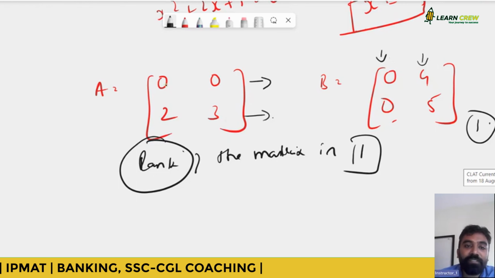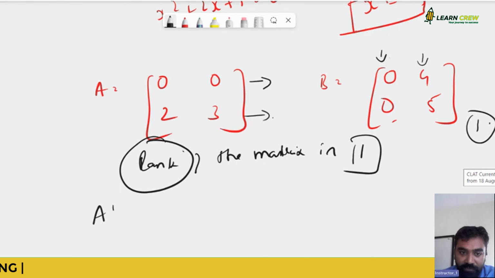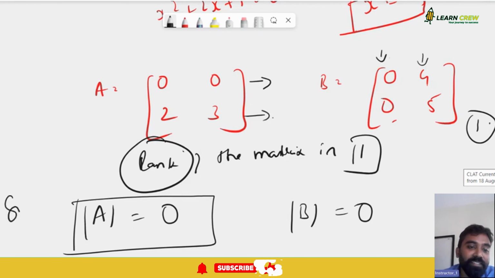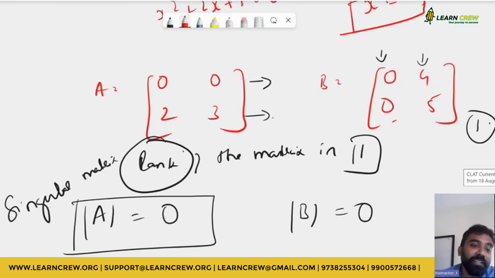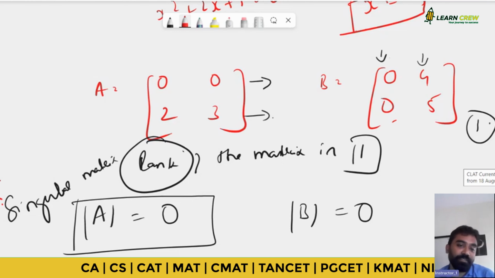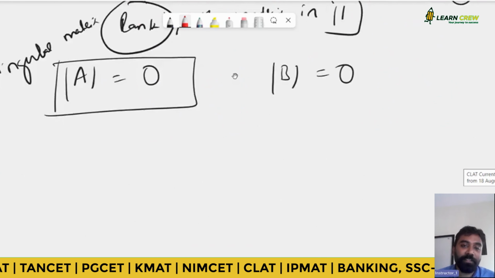Now, what's the determinant of the A matrix? 0. What's the determinant of the B matrix? 0. Whenever the determinant of a matrix is 0, such a matrix is called a singular matrix. Very important. In a question, they mention that A is a singular matrix, then find the value of X. They give it this way.